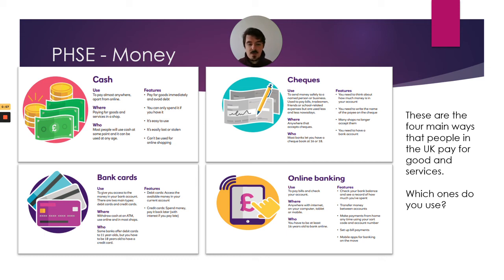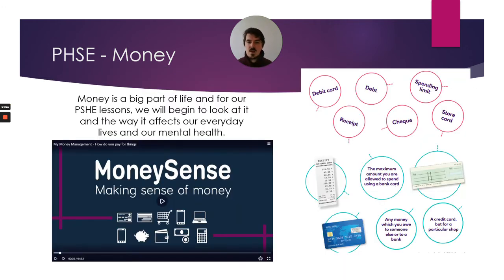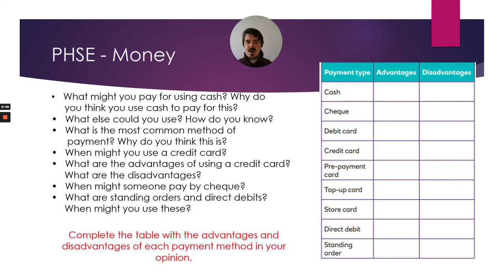Now, what's going on is we're learning about money and the way it affects our lives because, believe it or not, it's a big part of your life. Watch this video below, see if you can match up the bubbles there, what a debit card is, what it looks like, match them up if you can. And I want you to try and fill in this over here. Now, the 4 main ways that you pay for something, there are advantages and disadvantages for each. So what might you pay for using cash? Why do you think you would use it? That kind of thing. And then try and fill out this form here.